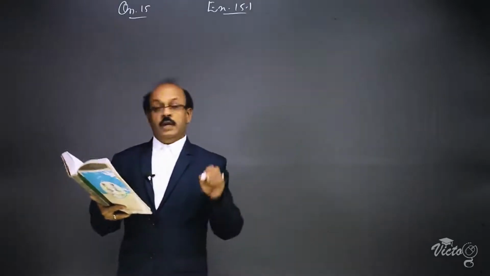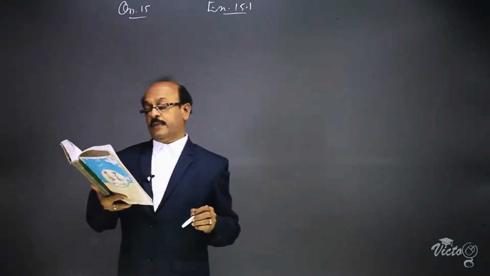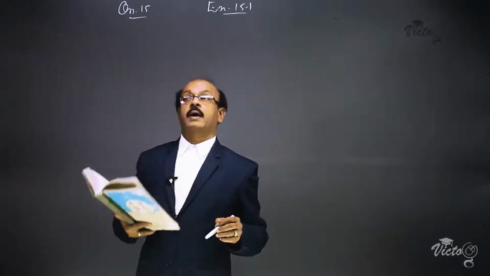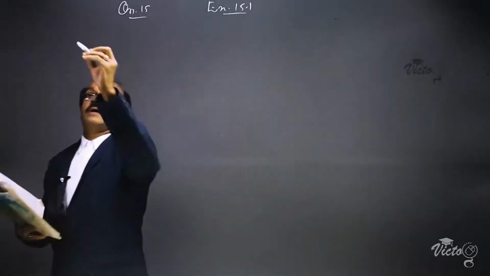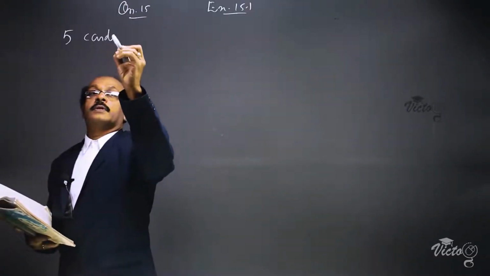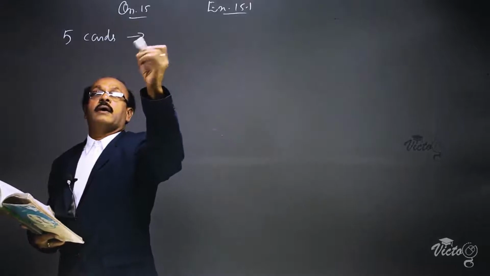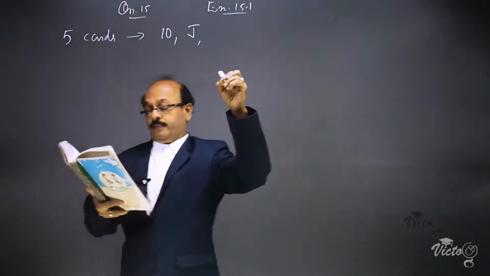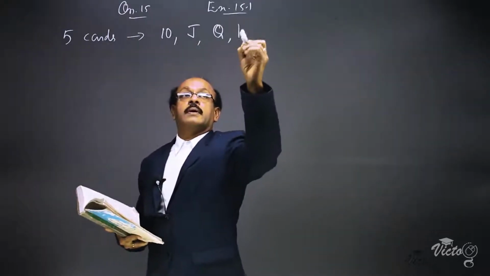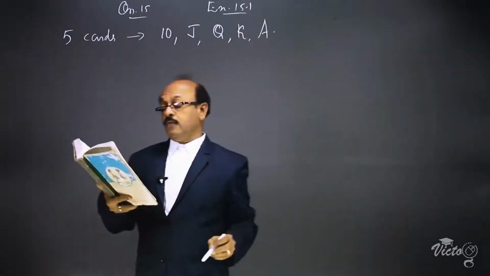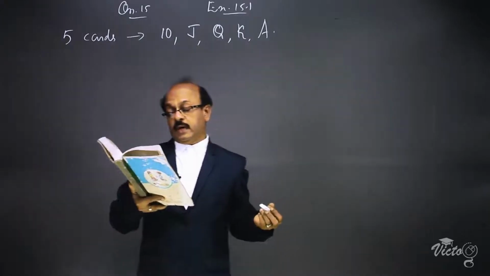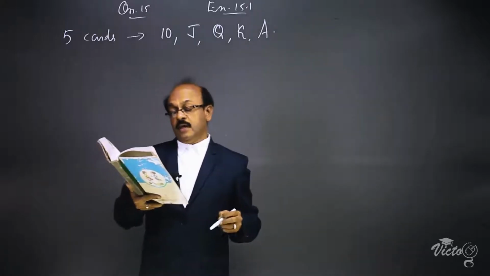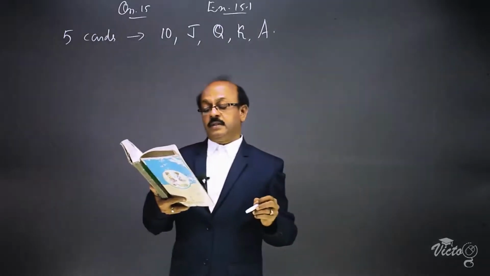So, there are only 5 cards taken. They are 10, Jack, Queen, King and Ace of diamonds. Total number of cards is equal to 5. These are the 5 cards. Well shuffled with their face downwards, one card is then picked up at random. First part is, what is the probability that the card is the Queen?